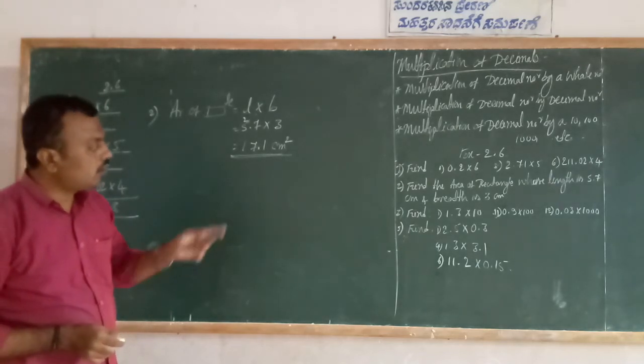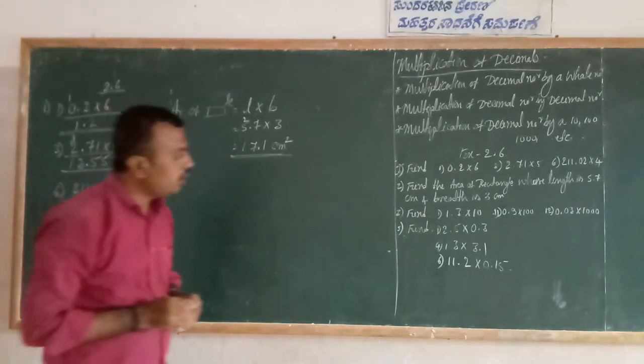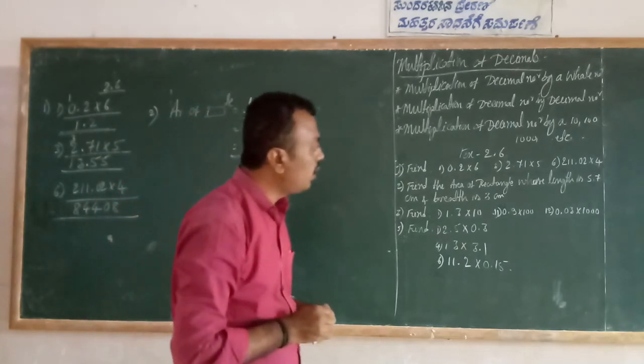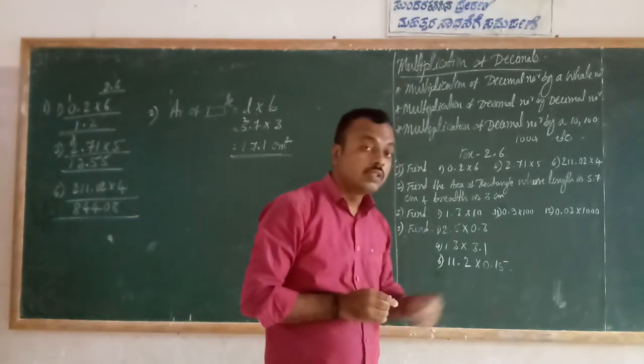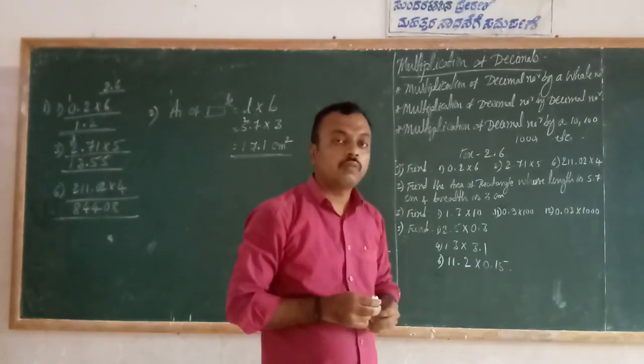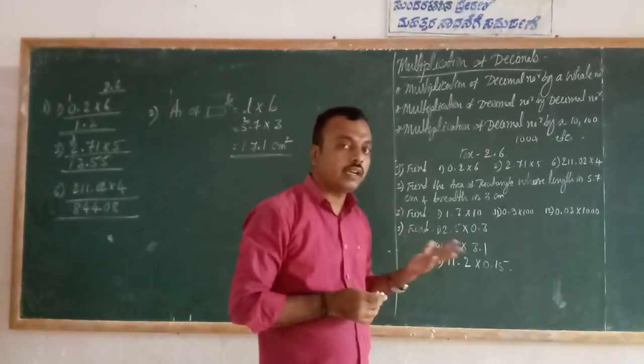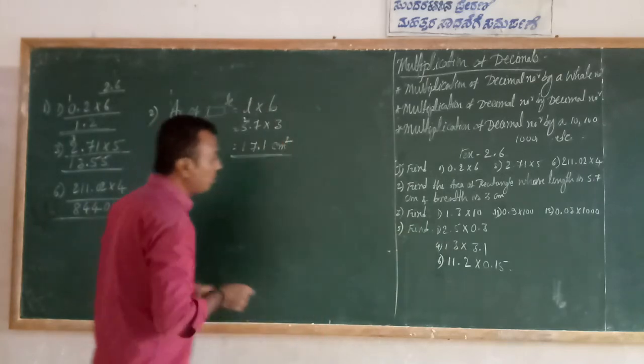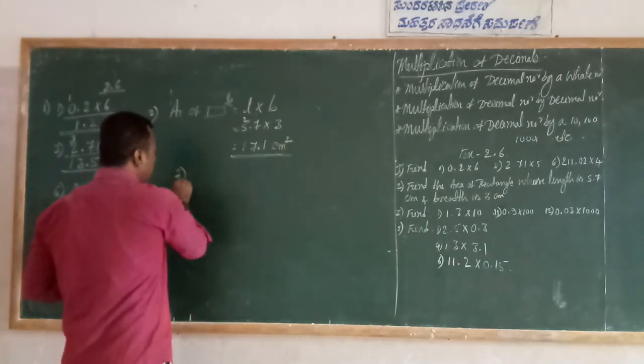So like that, the third one is there. Find 1.3 into 10, 0.9 into 100, 0.03 into 1000. So how can we multiply a decimal number by 10, 100, 1000, etcetera? I will show one more example. Third one, first question.